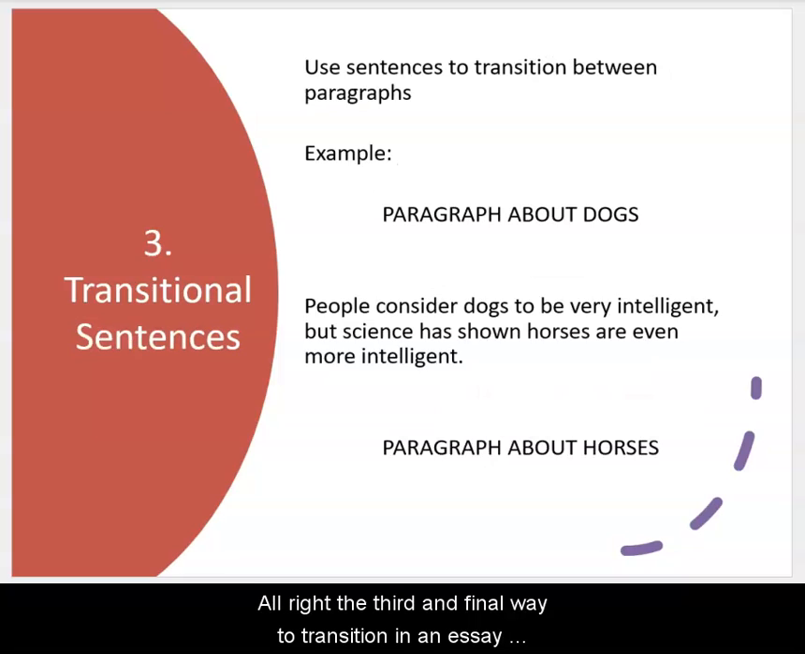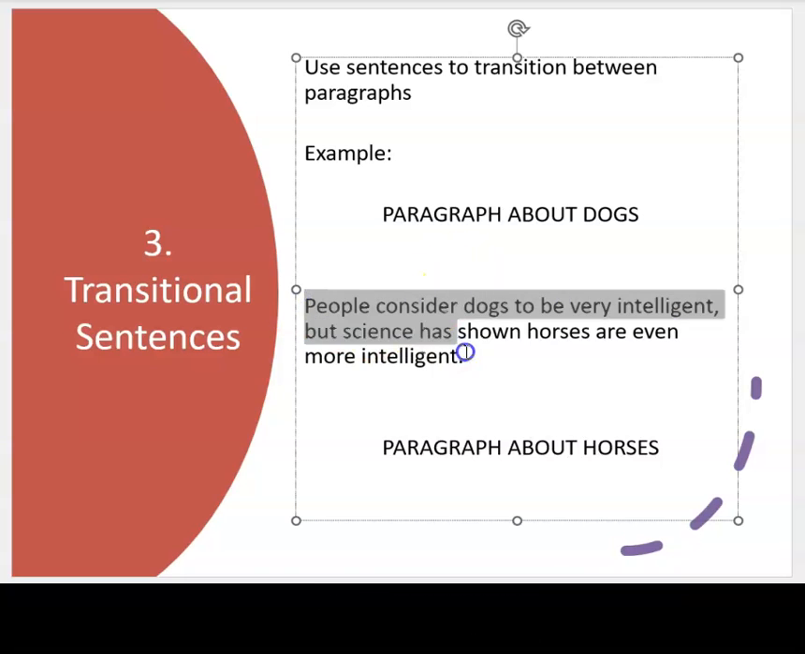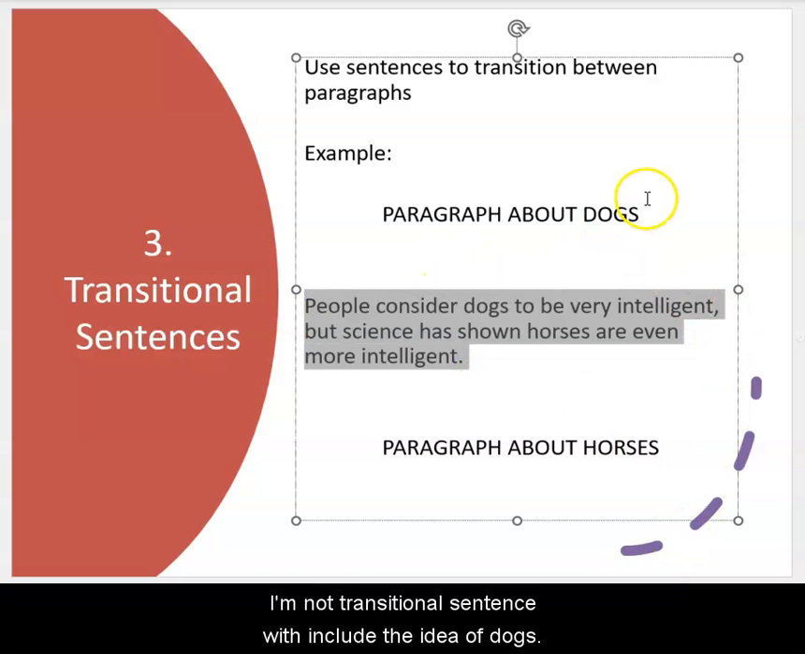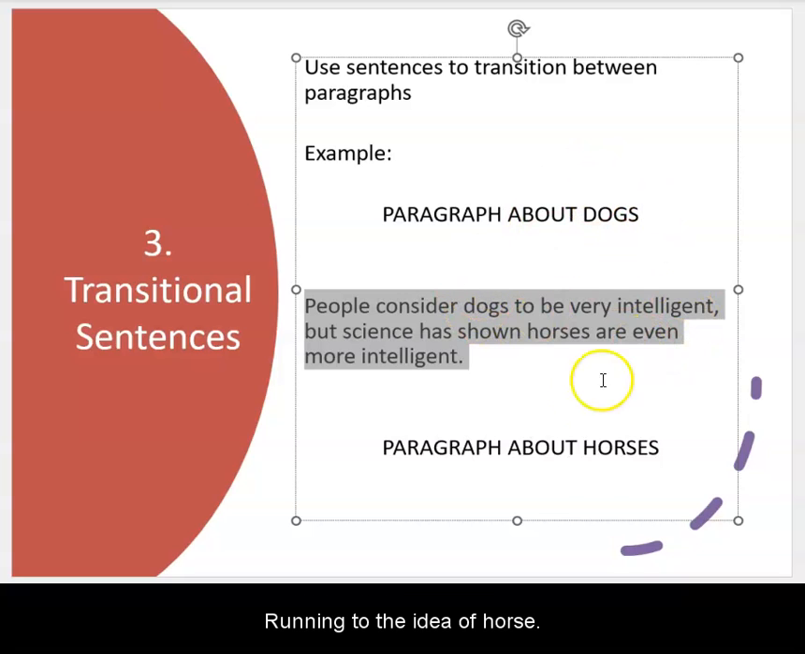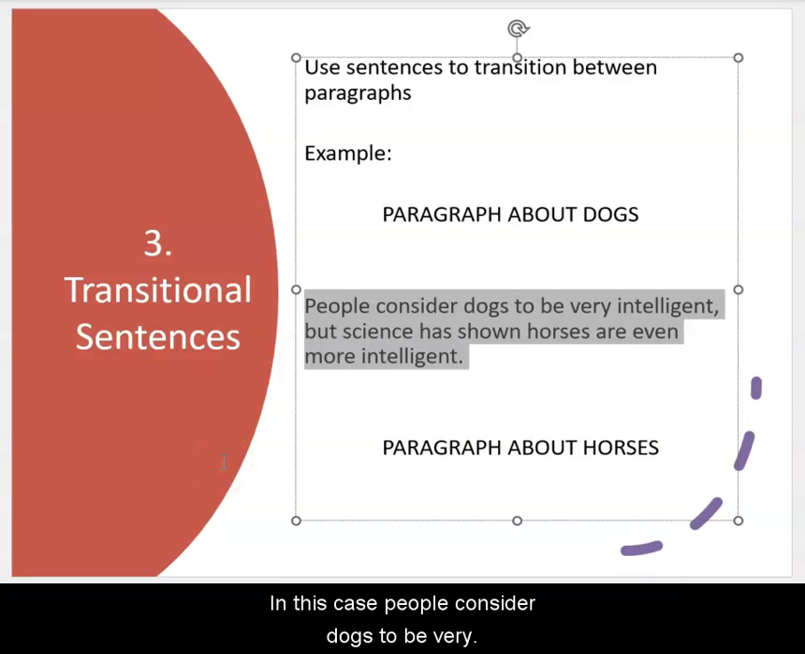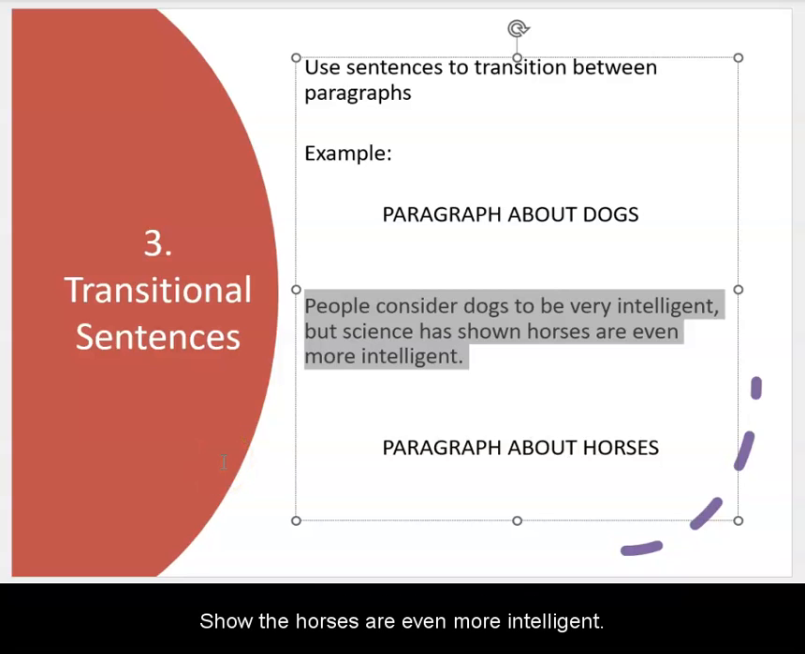All right, the third and final way to transition in an essay is to use a sentence. So, for example, I didn't write it out, but imagine a paragraph about dogs and a paragraph about horses. At the end of your paragraph about dogs, you can add a transitional sentence. And that transitional sentence would include the idea of dogs and include the idea of horses. In this case, people consider dogs to be very intelligent, but science has shown horses are even more intelligent. And that combines the ideas.